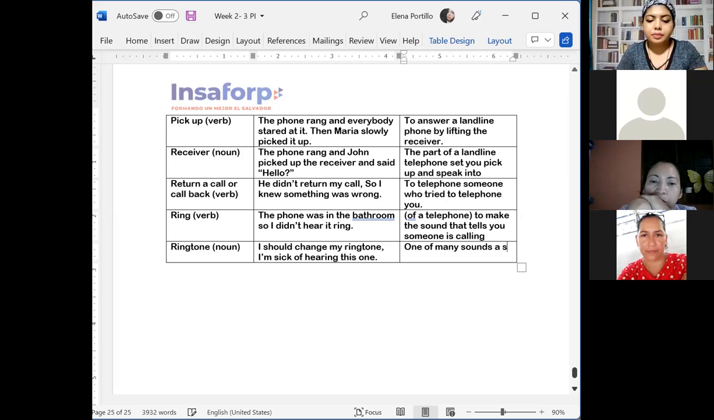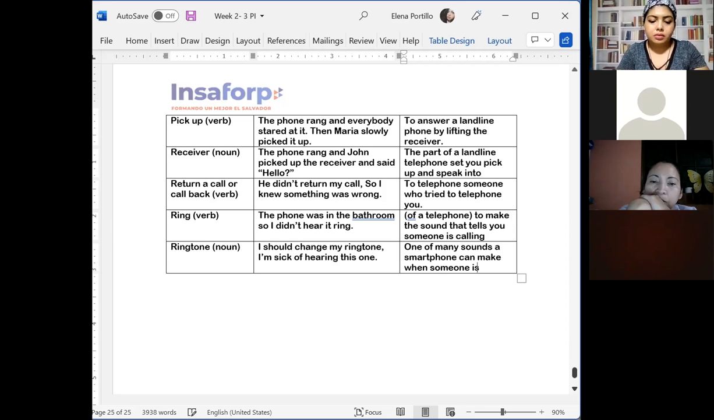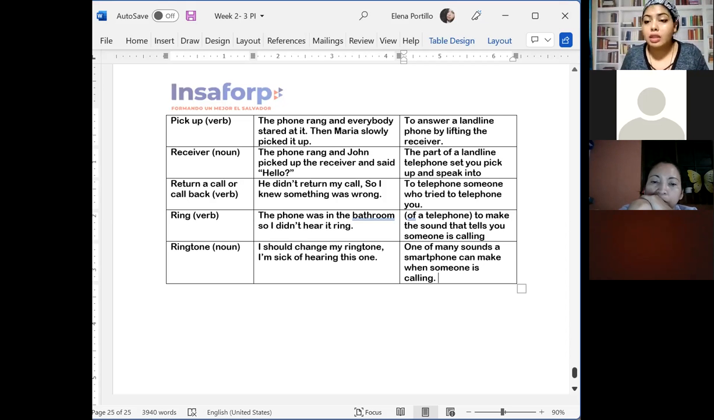a smartphone can make when someone is calling. So the ringtone is the sound. It's a sound that the smartphone can make and we can change, because there are a lot of sounds that we can use to make our ringtone. So en este caso, estamos hablando de uno de los muchos sonidos que podemos ponerle nosotros a los teléfonos inteligentes o el smartphone para cuando alguien nos esté llamando. That is the ringtone.